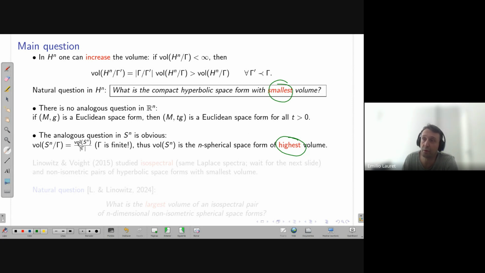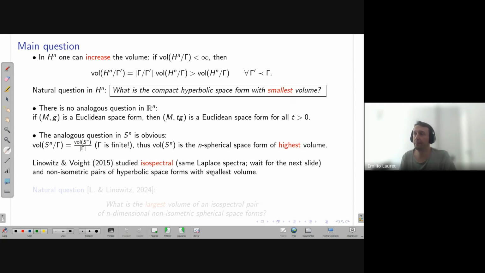But the answer is obvious, it is the sphere itself, right? It is when gamma is the trivial group. This answers the analogous question here. But here is something that makes sense to ask in analogy, that Benjamin Linowitz and John Voight studied in the hyperbolic setting: the pair of isospectral hyperbolic manifolds with the smallest volume.